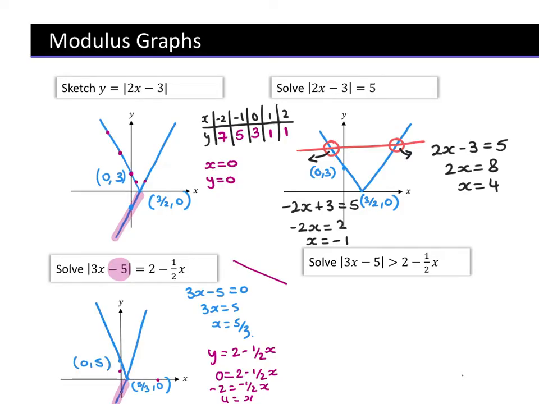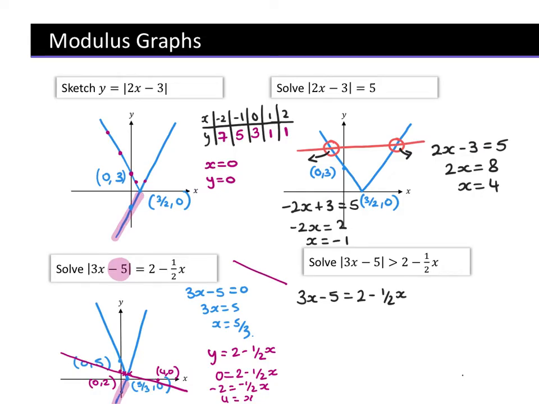So then I'm going to have my line, y equals 2 minus a half x. So we can see, I know it's very difficult, but it actually crosses at two points, here and here. So this is going to be 4, 0. And this one is going to be 0, 2. Okay, so it crosses at 2 points. If it crosses at 2 points, we know that when we are solving the equation, we need to do two different types. So 3x minus 5 equals 2 minus a half x.